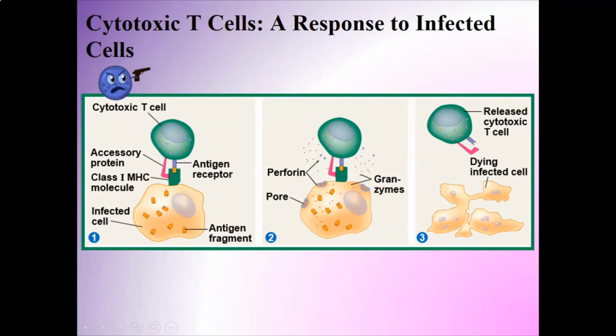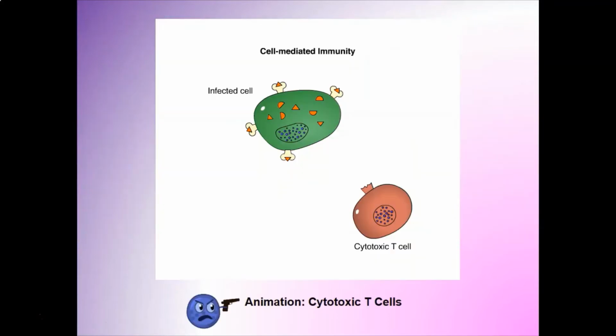And then he releases these chemicals. Perforin is going to form little pores in the membrane. These granzymes can get in there and start digesting the cell. Leads to blebbing and such, and kills the cell. So here's a little video. See if this makes it any clearer for you.